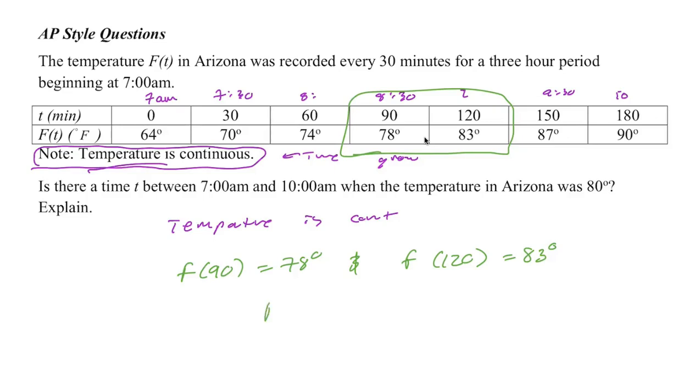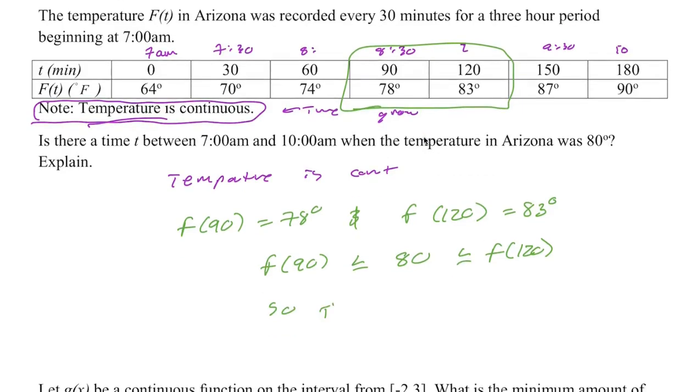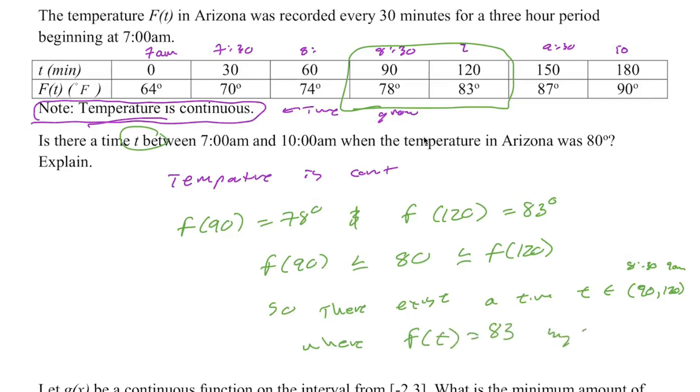So f of 90 is less than or equal to 80, which is less than or equal to f of 120. So there exists, I'm going to use t because we're talking about time, a time t in between 90 and 120. If you want to also put the time, you can say 8:30 and 9 a.m. if you're fancy, where f of t equals 80 by IVT.